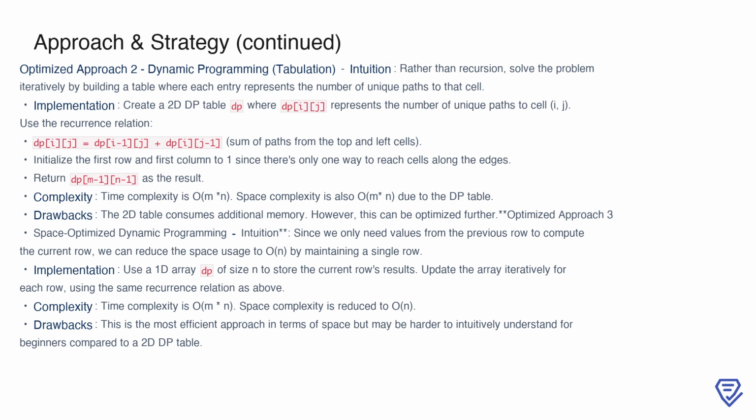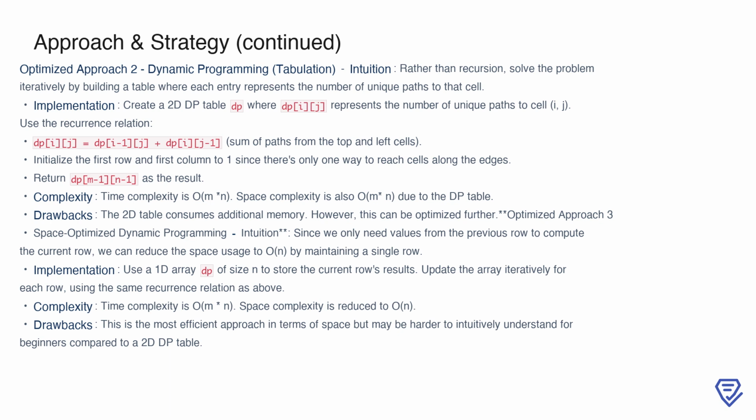Instead of recursion, we construct a 2D DP table where each cell represents the number of unique paths to that point. The recurrence relation for this is straightforward. The number of paths to cell (i, j) is the sum of the paths from the cell directly above it and the cell to its left, or dp[i][j] equals dp[i-1][j] plus dp[i][j-1].